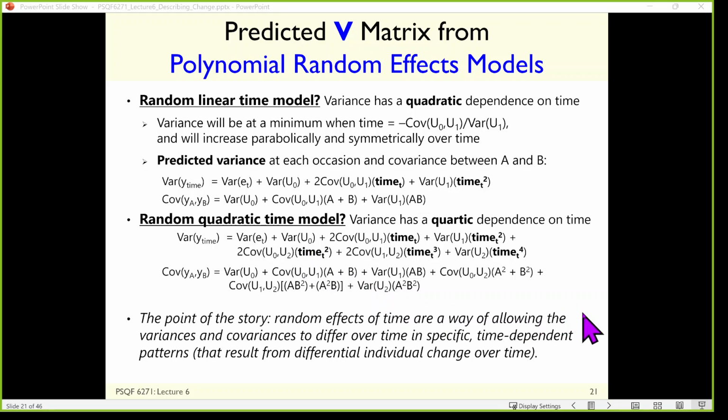So, point of the story. Every time you're adding a random slope related to some predictor variable, you are introducing some kind of heterogeneity of variance across that predictor. Here it's across time, but it would be across any level 1 predictor that has some kind of random slope.